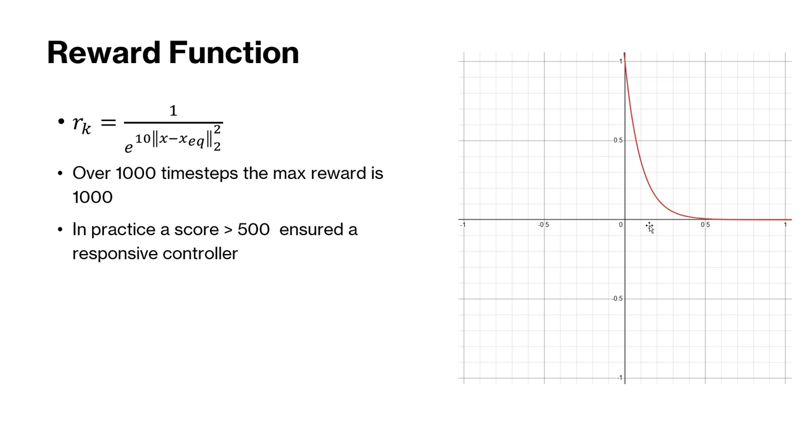But then we get these spikes. As soon as we get really close to the equilibrium we want to get to, we get these really nice spikes of score. And so it's really nice. I can look and say, well, 1,000 is the theoretical max of my score. In reality, because we're controlling from one spot to another, it's always going to be lower. But through trial and error, I found a score greater than 500 pretty much guarantees you get a really responsive controller that's going to stay stable. And so I was really happy with that. I was glad I came up with that.